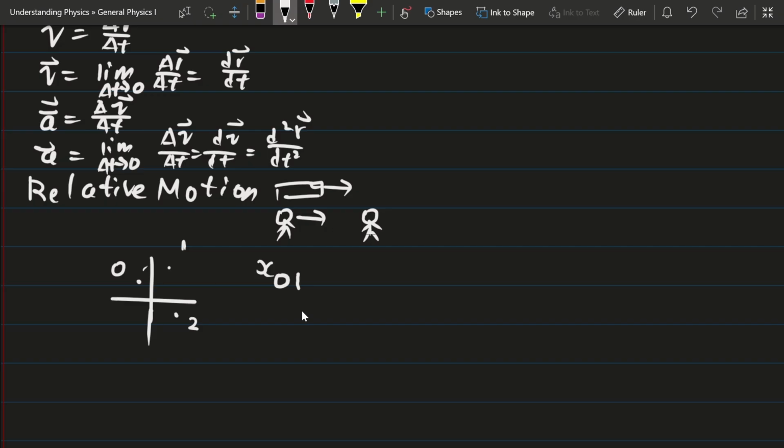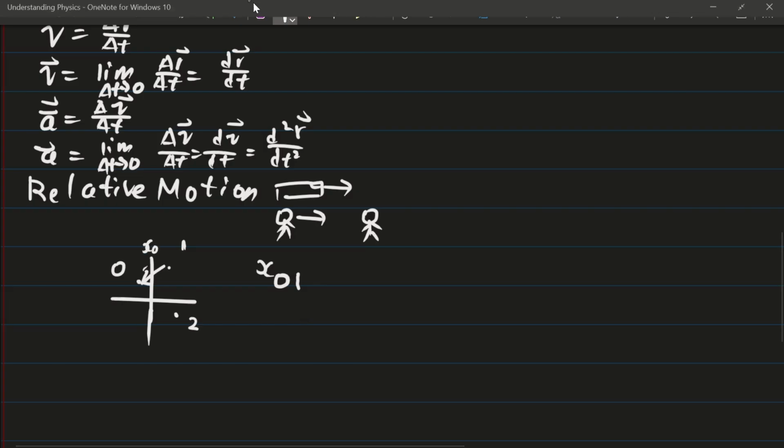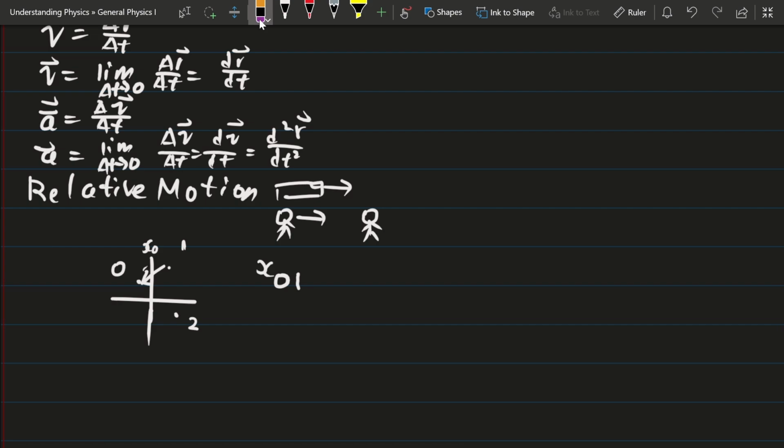And so you could define what the position is just by drawing this vector here, and you could probably compute this. You could also compute this as well. Let's just remove the coordinate there. So this is the position of the object relative to the first reference frame. And we could also define the position of the object from the second reference frame.